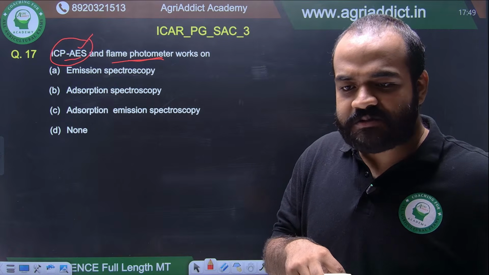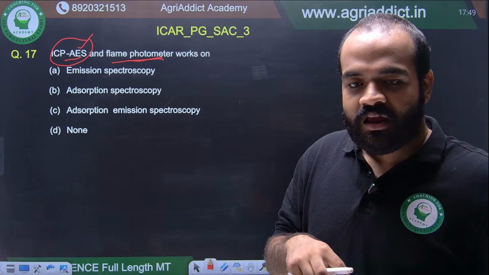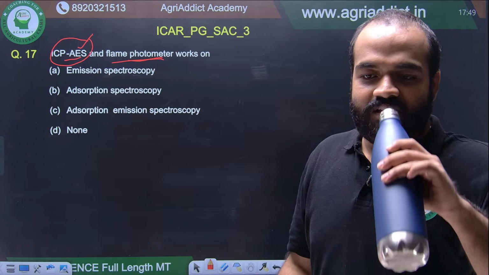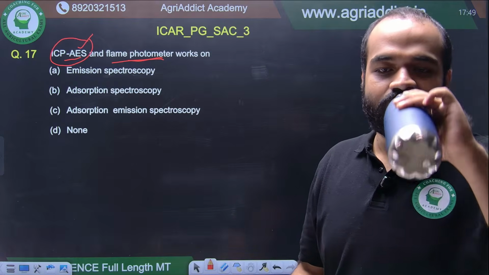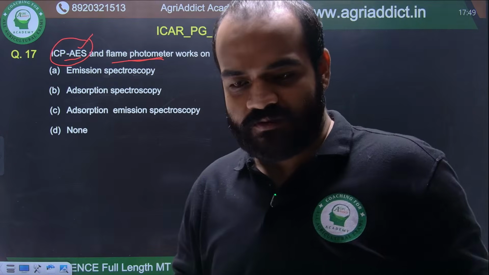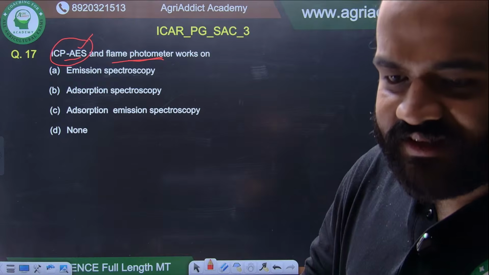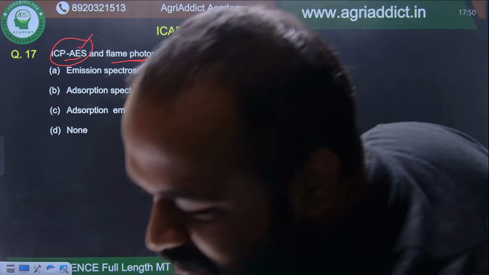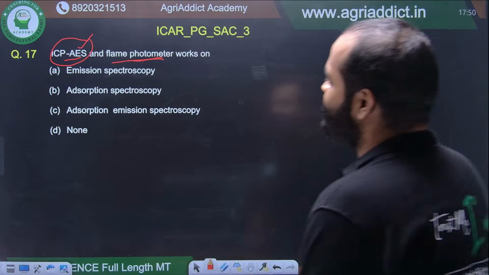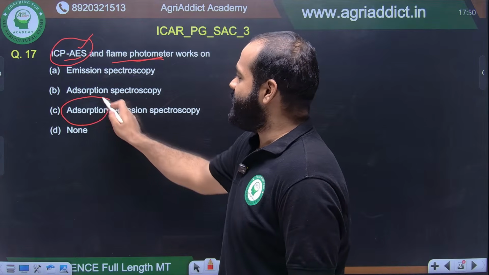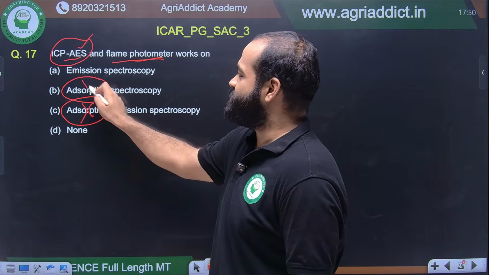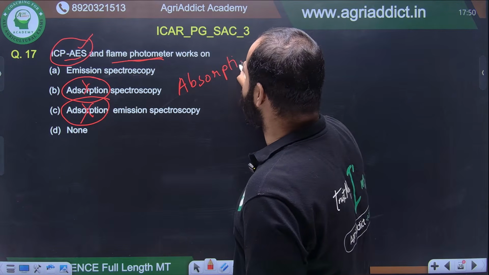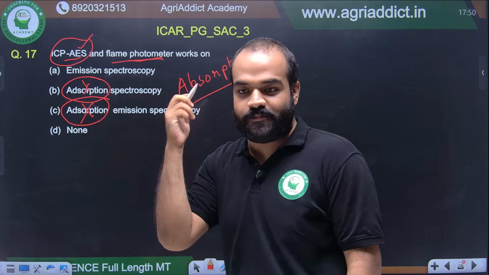Why it is absorption? What is making you write absorption emission spectroscopy? पहली बात तो adsorption spectroscopy नाम का कोई चीज नहीं होता. It is not adsorption. All right. It is absorption. है ना? So B और D तो यहाँ पे already it is wrong. Adsorption spectroscopy does not exist.